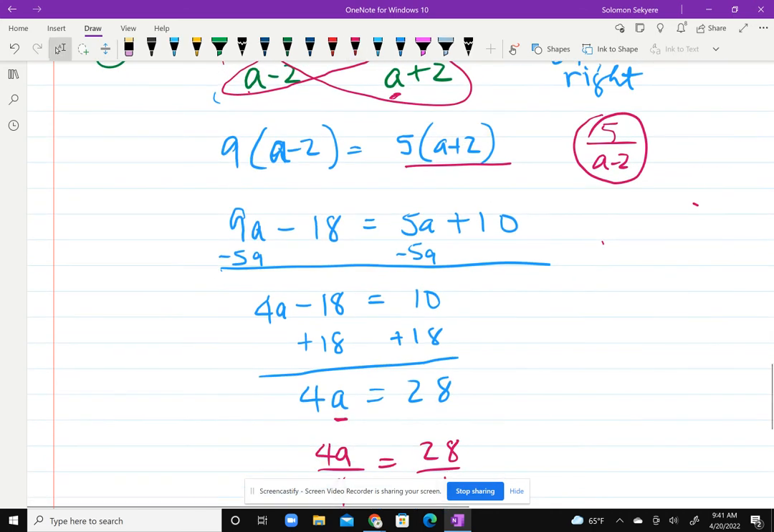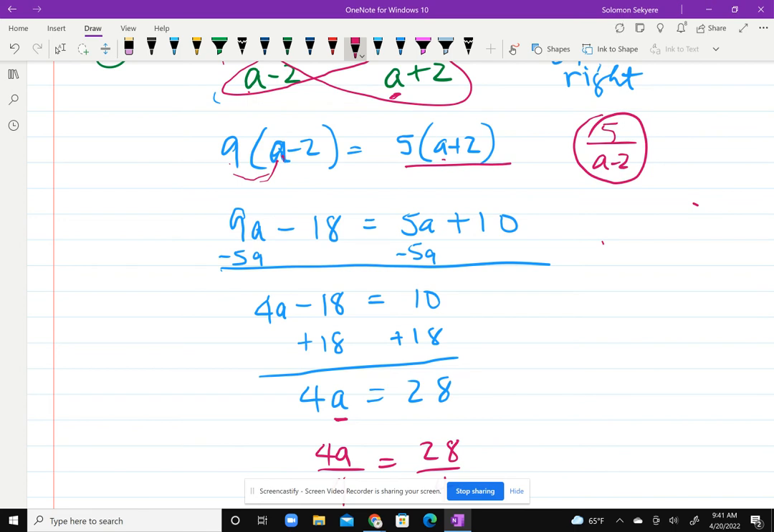Next step, distribute through to get rid of your parentheses. 9 times a, and then 9 times negative 2. So it's 9a minus 18. 9 times a minus 9 times 2, 18. You do the same thing on the right side. 5 times a plus 5 times 2. Okay? Spread it out. Now what do we have?